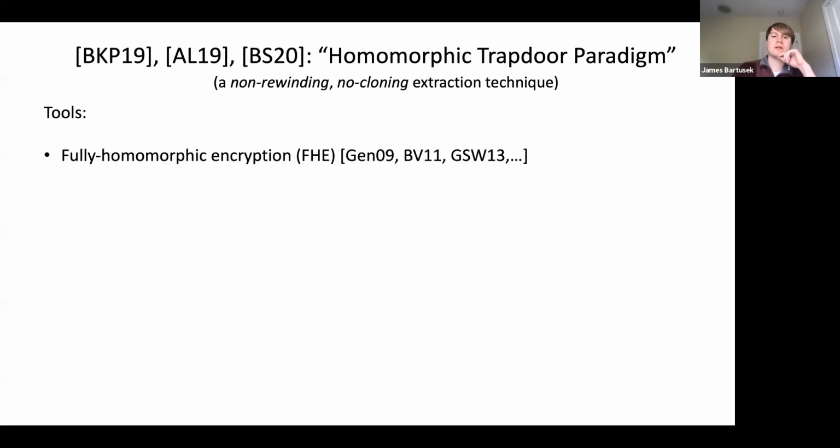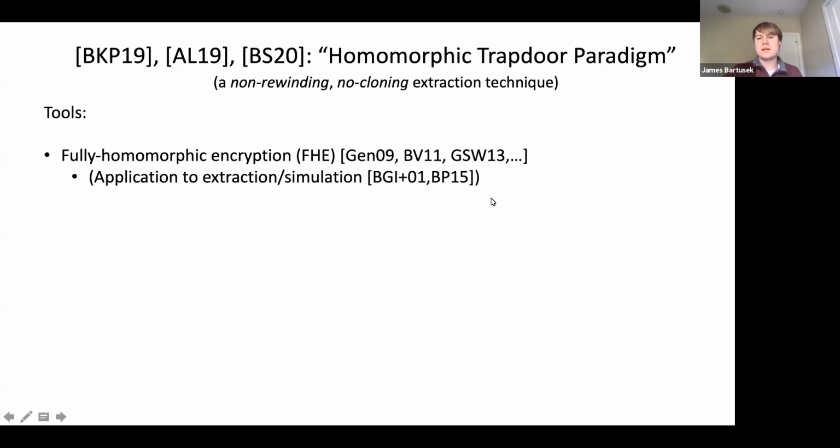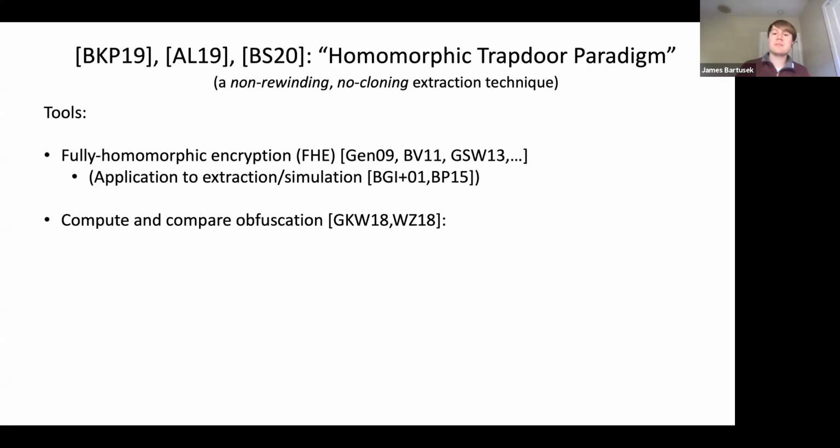The first tool is fully homomorphic encryption. In fact, the intuition that homomorphically evaluating an adversary's code could be useful in extraction goes all the way back to the BBB impossibility of Barak et al. It was made more explicit in the Bitansky-Paneth simulation technique based on unobfuscatable functions. But what gives FHE its ability to be used in a non-rewinding way is really its use in conjunction with compute and compare obfuscation.